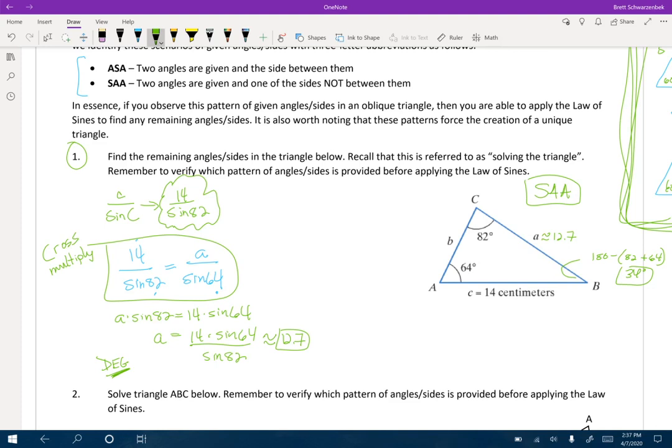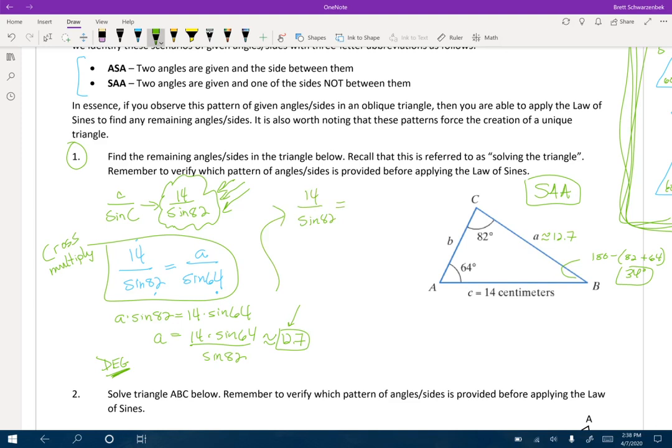So my suggestion is you try to use this ratio as much as possible. Why? Because all the information in this ratio was provided to you in the problem. What you want to try to stay away from, unless it's impossible, is using answers that you found, because A, you rounded them, and B, what if you made a mistake? It's just going to make more errors throughout the problem. So what we do is we go back to 14 over the sine of 82, and this time we set it equal to little b over sine B.